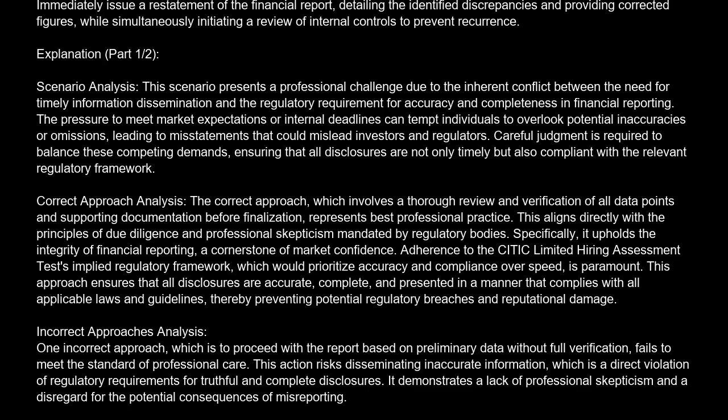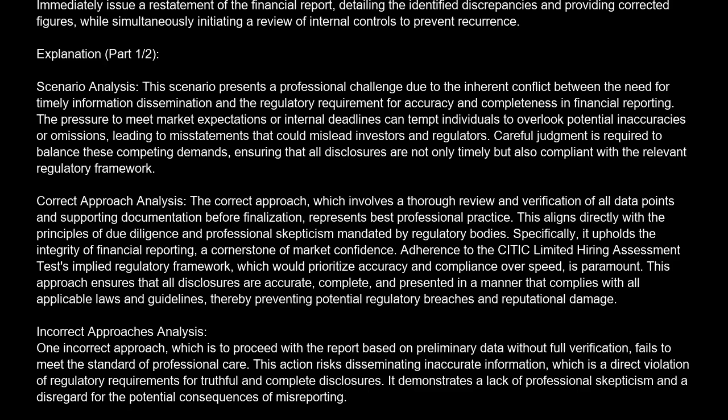Correct approach analysis. The correct approach, which involves a thorough review and verification of all data points and supporting documentation before finalization, represents best professional practice. This aligns directly with the principles of due diligence and professional skepticism mandated by regulatory bodies. Specifically, it upholds the integrity of financial reporting, a cornerstone of market confidence. Adherence to the implied regulatory framework, which would prioritize accuracy and compliance over speed, is paramount. This approach ensures that all disclosures are accurate, complete, and presented in a manner that complies with all applicable laws and guidelines, thereby preventing potential regulatory breaches and reputational damage.